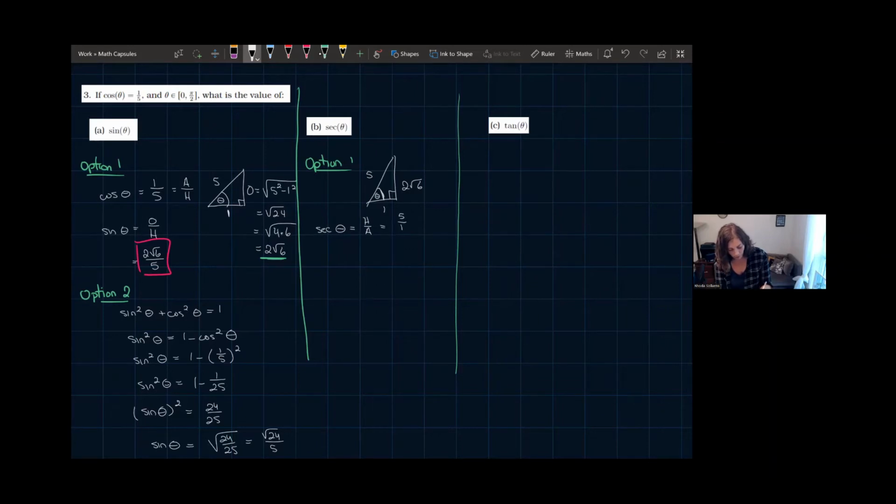So 5 over 1, so it's 5. In this one, option 2 is quite a bit more straightforward. Option 2 is to use your identities, then you don't need a triangle. Well, I know that secant is 1 over cosine, and cosine is the value that the question gave me to begin with. So I could just say that it's 1 over 5. So of course, it's 5.